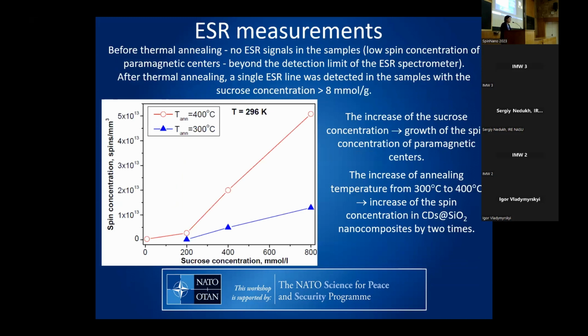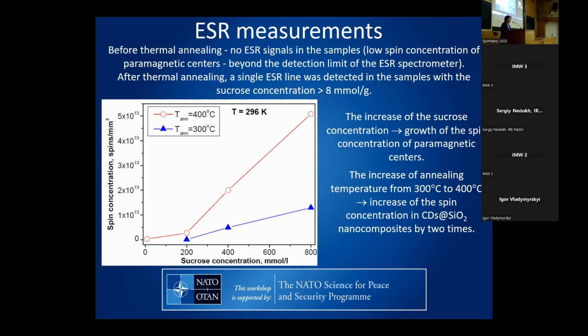So let us proceed to EPR data. Before thermal annealing, we have not seen any EPR signals in our samples. The reason is that the spin concentration of paramagnetic centers is very low there, and it is beyond the detection limit of our spectrometer. After thermal annealing, a single EPR line was detected in the samples with sucrose concentration higher than 8 millimole per gram.